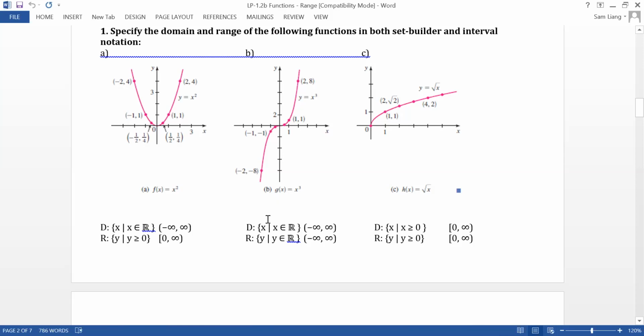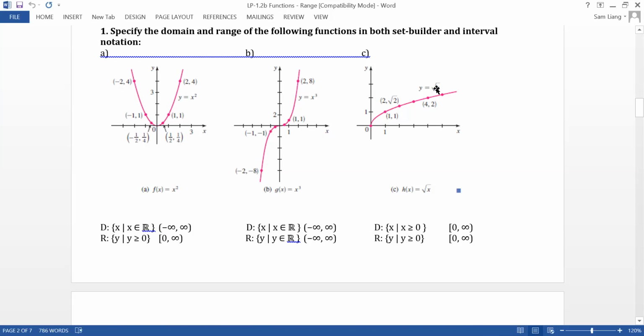Same thing for the range. You can actually see on the graph here that it extends to positive and negative infinity. You can attain any y value. So the domain and the range are actually the same. It's just any real number.